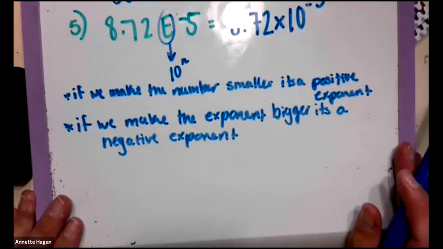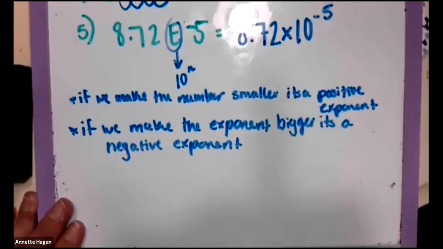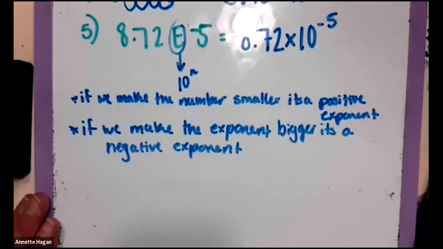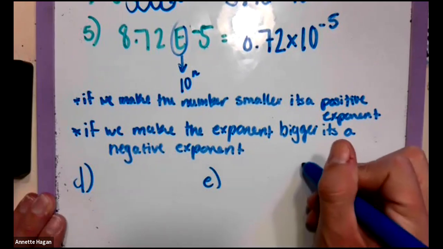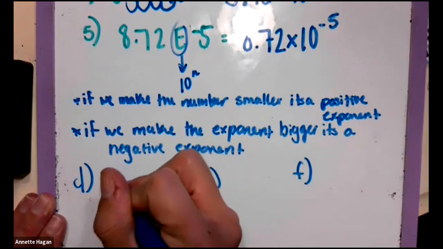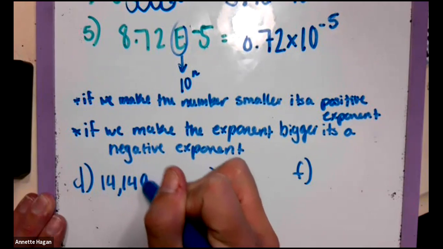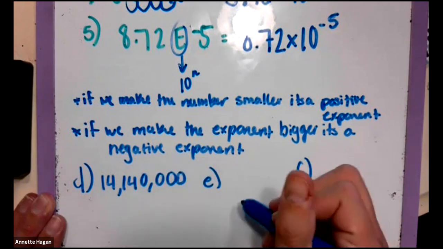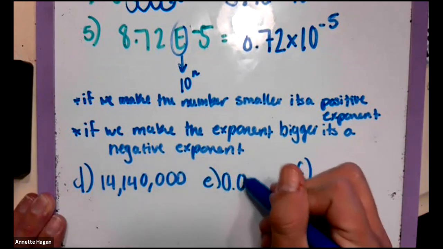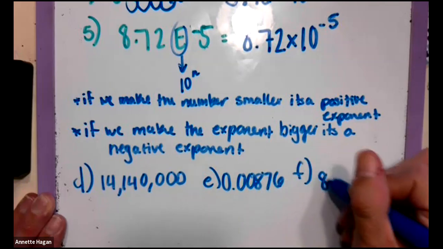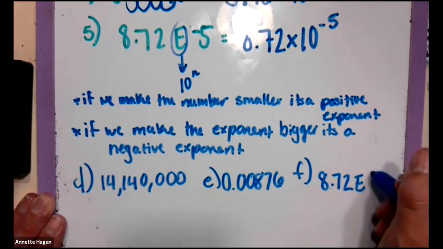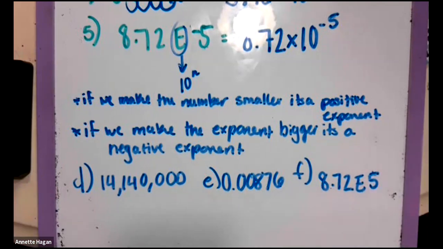Okay? So I've got 3 for you guys to try. So 3 for you guys to practice. These are examples D, E, and F. D is 14,140,000. E is 0.00876. And F is 8.72 e to the positive 5 power. Okay, so I'm going to pause this, give everyone a second to try these, and then we'll check.